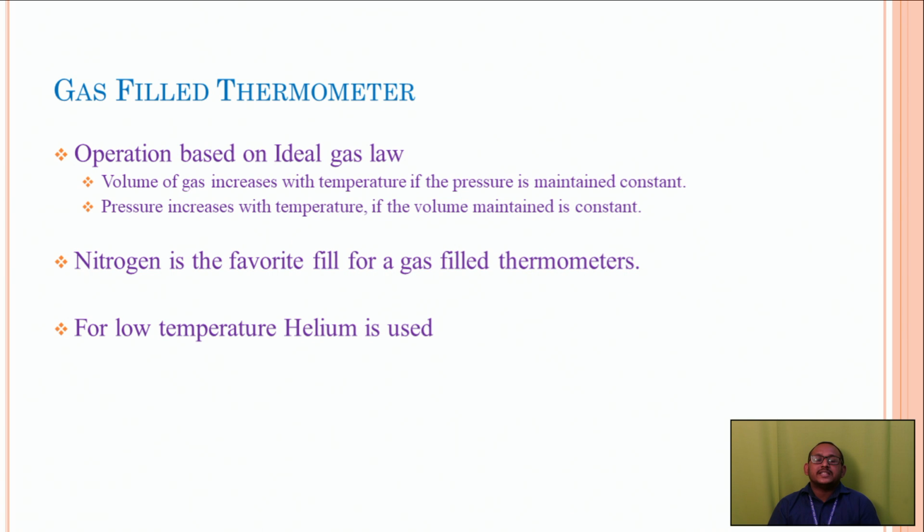Here nitrogen is the favorite gas used in gas filled thermometers, and it is used for medium temperature measurement. In the case of low temperature measurements, we go with helium. Helium gas is used in gas filled thermometers for low temperature measurement. For high or medium temperature measurements, we go with nitrogen, which is filled in the bulb of the gas filled thermometer.